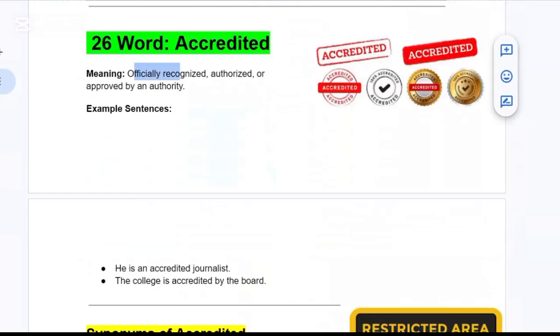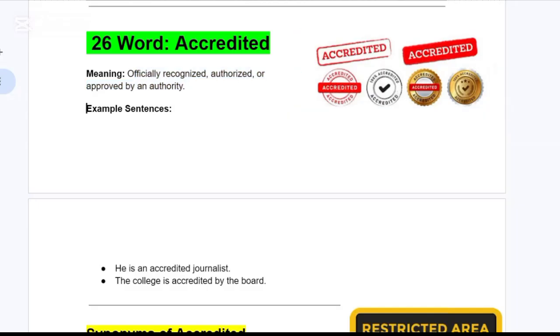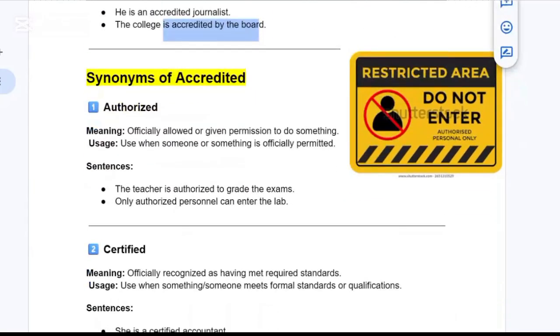Accredited means officially recognized, authorized, or approved by an authority. Accredited means something is approved. He is an accredited journalist, means he is an officially recognized or authorized journalist. The college is accredited by the board. Synonyms: authorized.